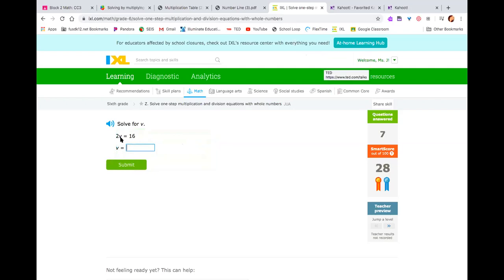All right, and now we have 2V equals 16. Divided by 2. Cancel out the 2's. V is 8.